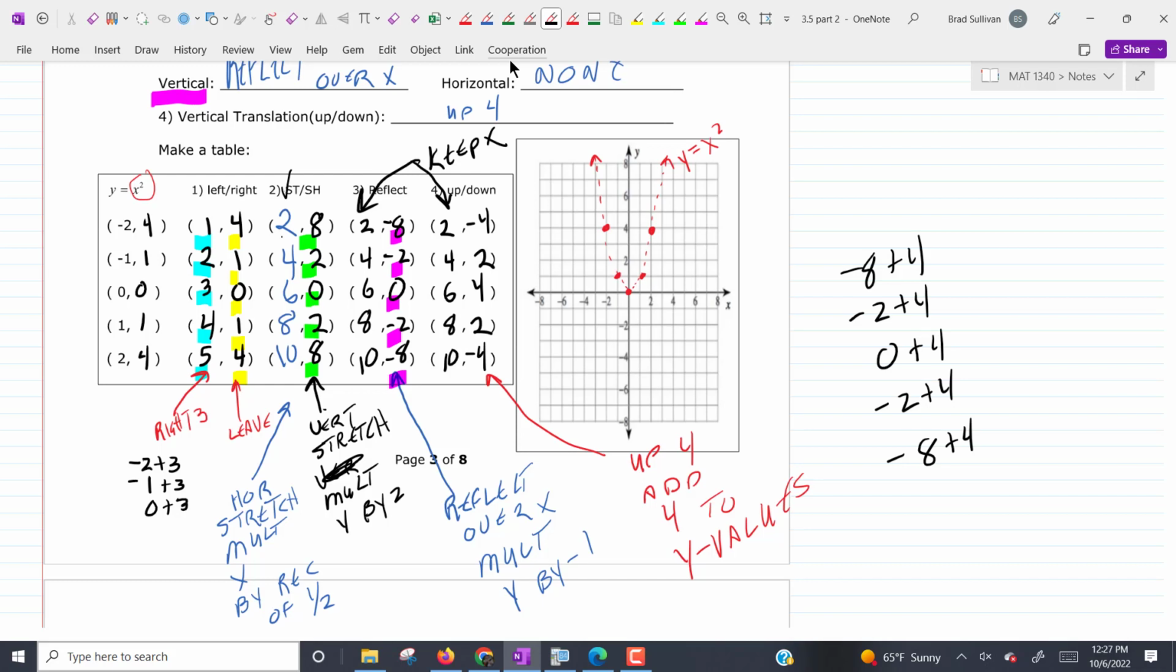Then I did the stretch shrink. We had a vertical stretch by 2, so I multiplied by 2. 4 times 2 is 8, 1 times 2 is 2, and so forth. We had a horizontal stretch by 2 over 1, so we multiplied 2 times... oh, I'm sorry, 2 times 5?